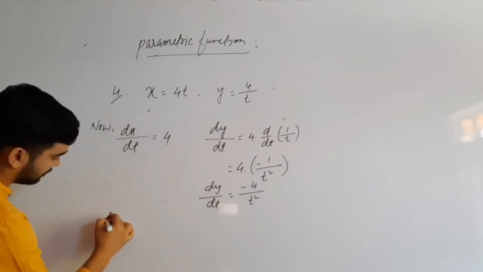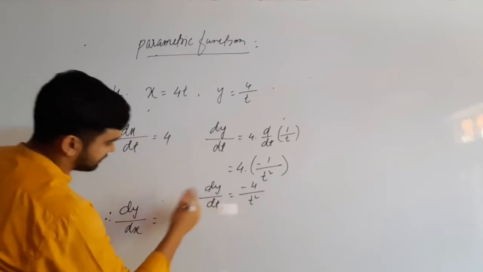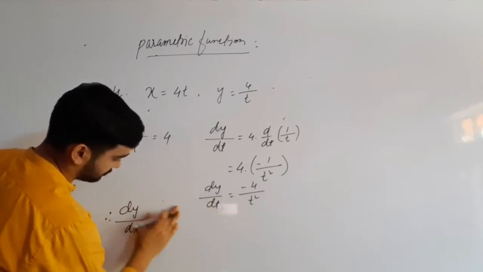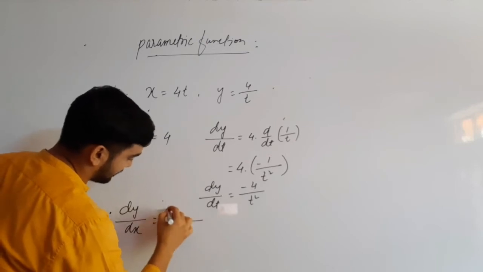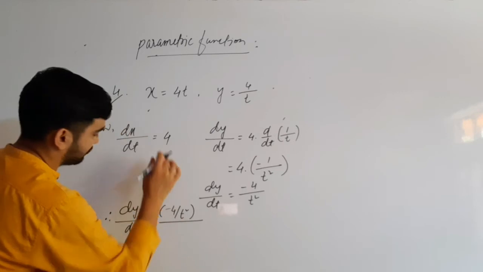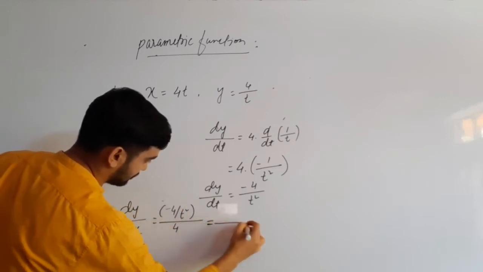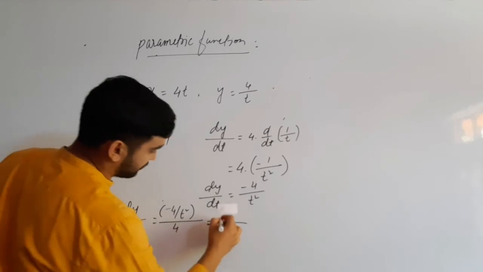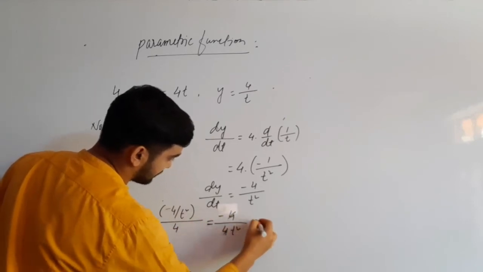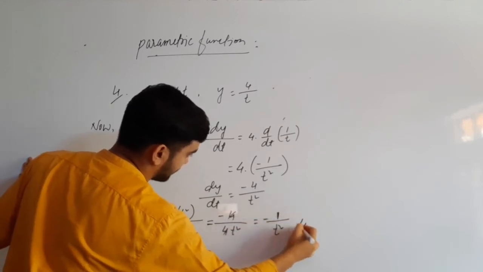Now therefore dy by dx: minus 4 by t square divided by 4, that is equal to minus 4 by 4 t square, 4 and 4 got cancelled. That is minus 1 by t square.